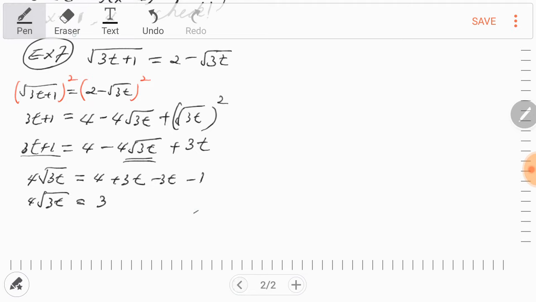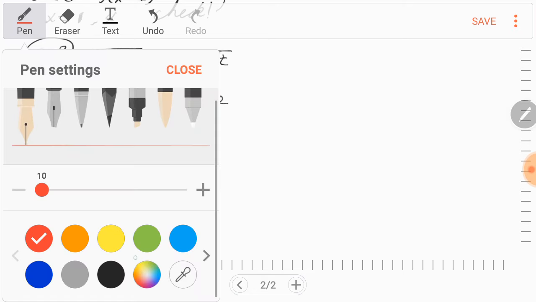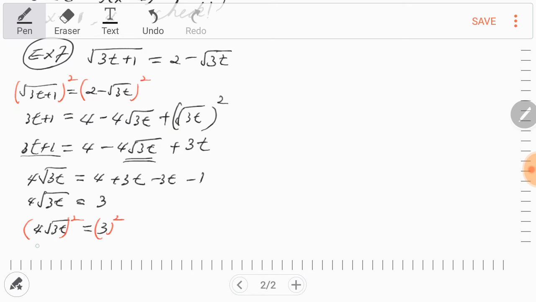Since this equation has a radical, why don't we square each side? Okay, square each side so that we can remove the radical symbol. So that is equal to 16 times 3t. 4 squared is 16, and square root of 3t squared is 3t. That equals 9.